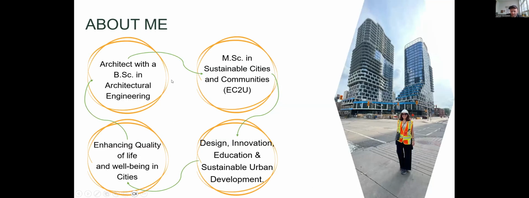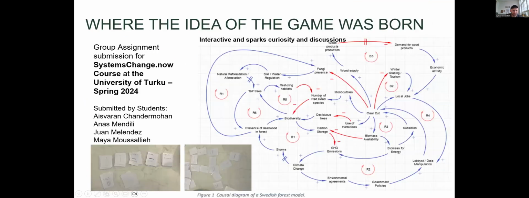So a little bit more about myself. I'm an architect with a Bachelor of Science in Architectural Engineering, and I'm currently enrolled in the Master of Science in Sustainable Cities and Communities under the EC2U Alliance. I am passionate about enhancing the quality of life and well-being in cities through design, innovation, education, and sustainable urban development. And here you can see a photo of me, and behind me there's a project that I proudly designed in Ottawa, Canada.